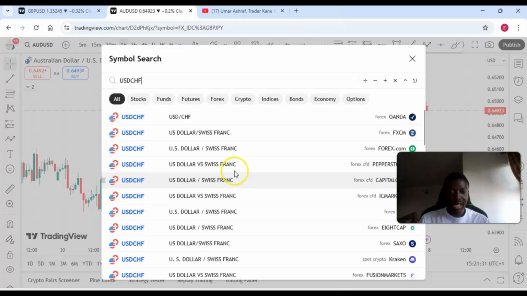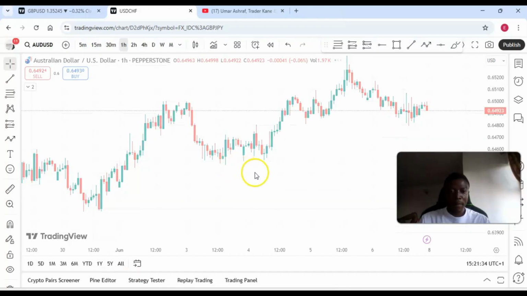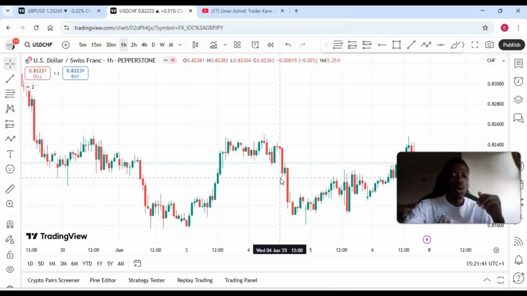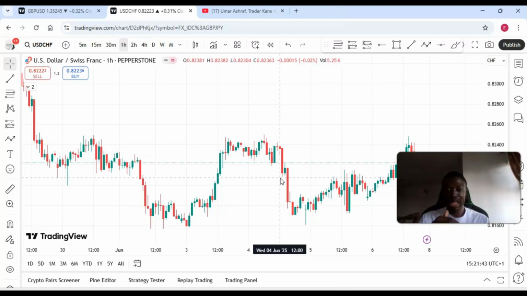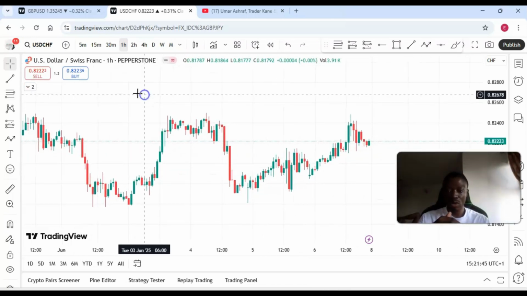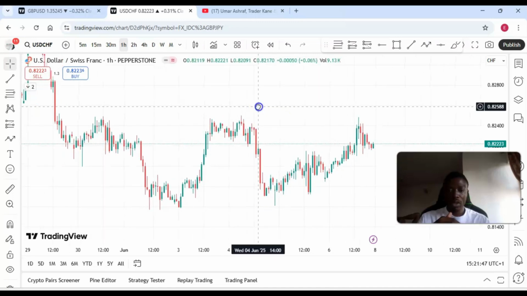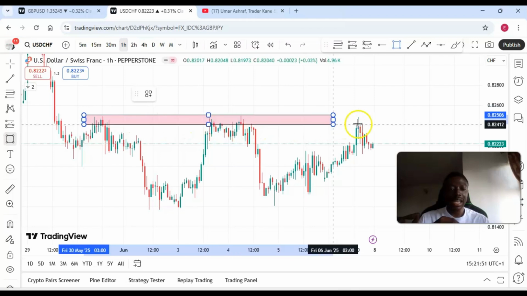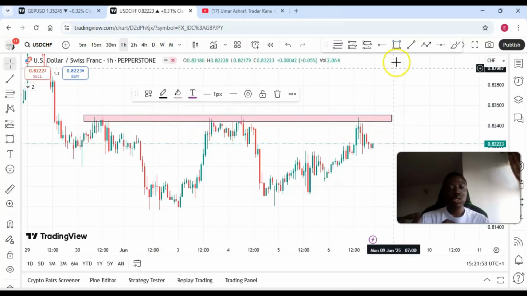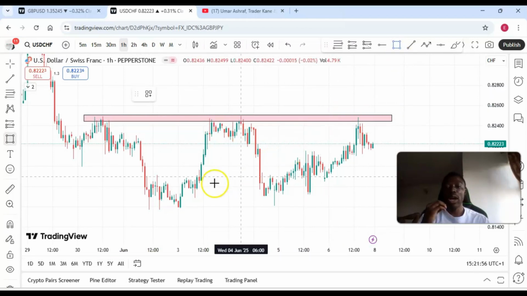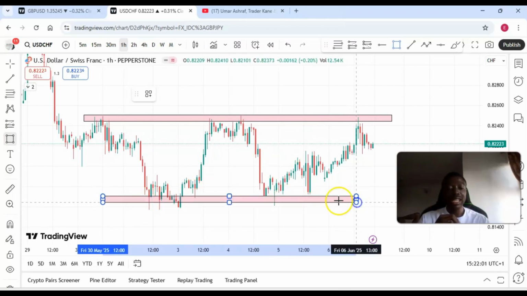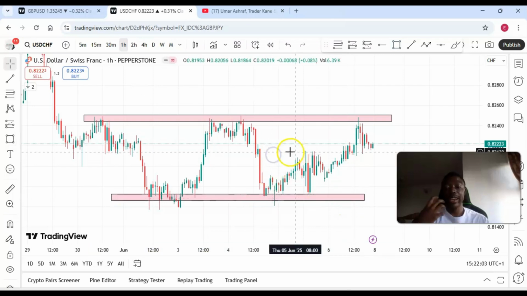Let's look at USD CHF. Trying to find a consolidating market where you cannot identify if the market is in an uptrend or in a downtrend. Now look at this market condition. You see that the market is consolidating in a particular range. This is called a ranging market, where you cannot identify if the market is in an uptrend or in a downtrend.